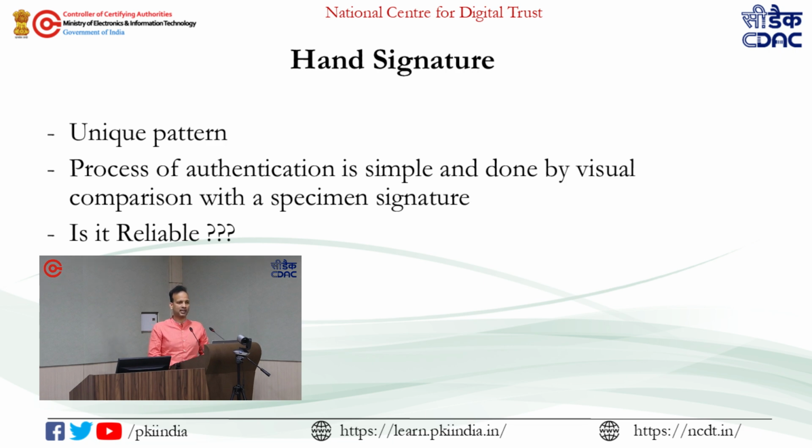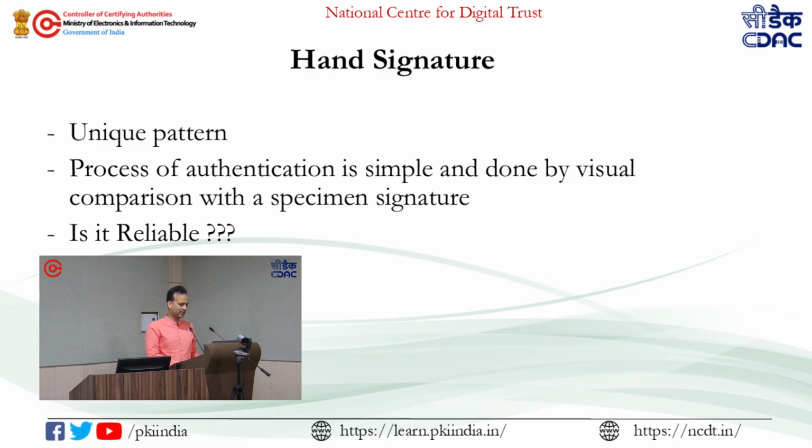And how do I verify that a signature is mine or not? A bank has a sample signature, and then they see the signature on the checkbook and match whether they are the same or not. This is called visual comparison, where you have two signatures and you are matching whether the given signature matches the specimen signature or not. Is it reliable? No, forgery is possible.